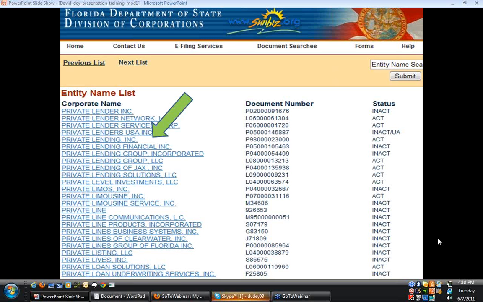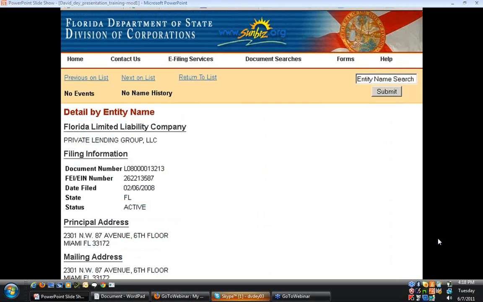As you can see, the Private Lending Inc. We did one private lending group. In fact, I pulled this up today. And when you actually click on it, you can actually see the name. If you scroll down, you'd be able to see the address, the principals. You'd even be able to see many times the contact information.